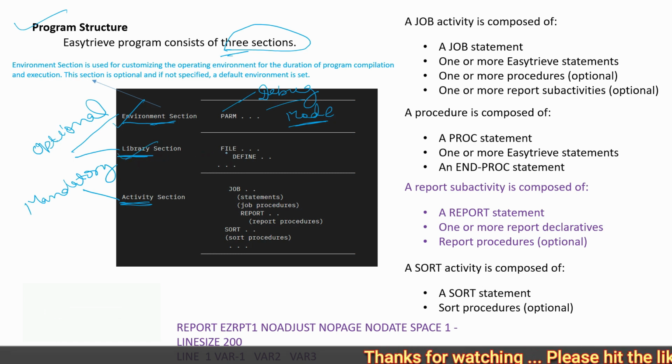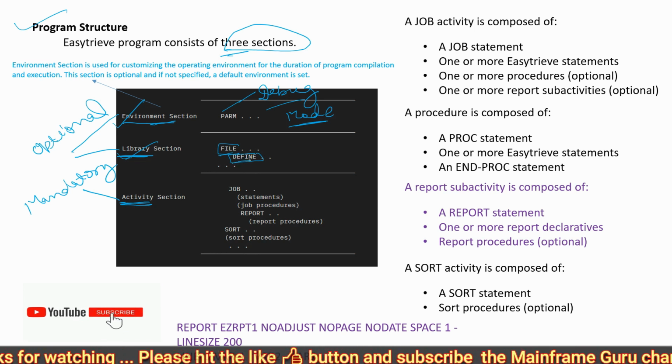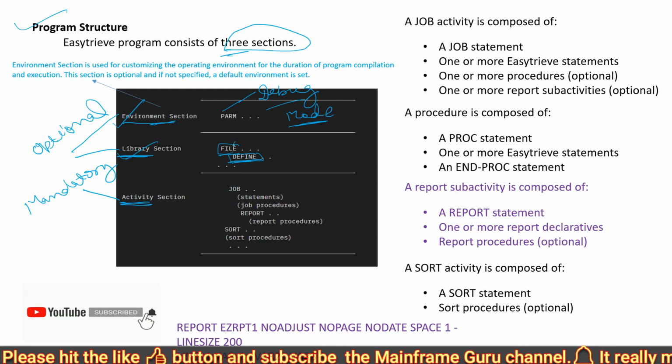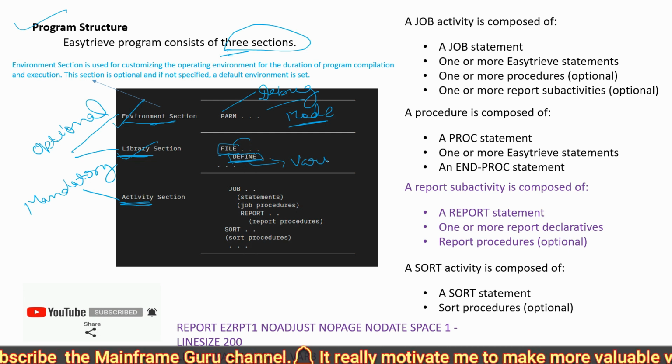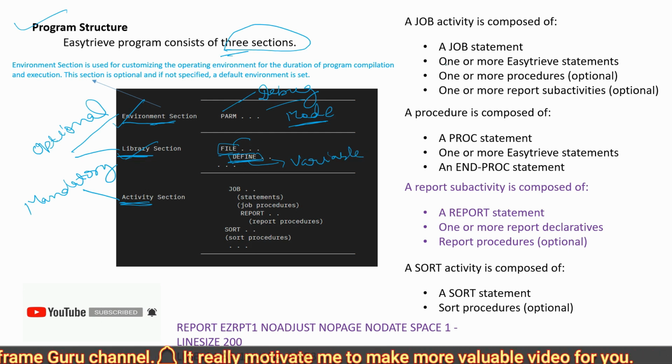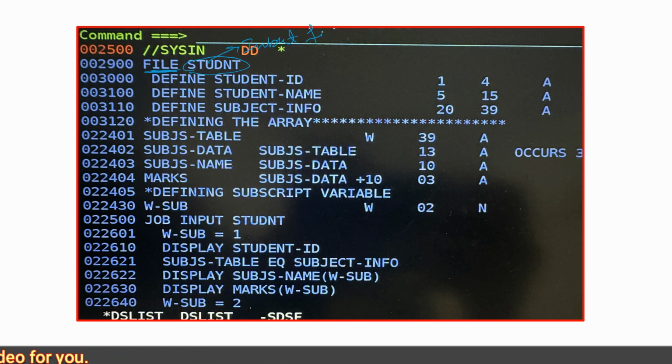The library section contains the file keyword and the define keyword. There are two keywords, but nowadays define is not used. Like file we use for the file, and define we use to define the variable. Okay, so if I go here, you can see I have used the file keyword, then my file name, input file name. This is the input file name, which contains the data. Then what are the fields that come under this file? So we can use the define.